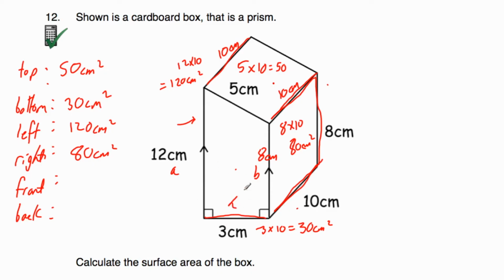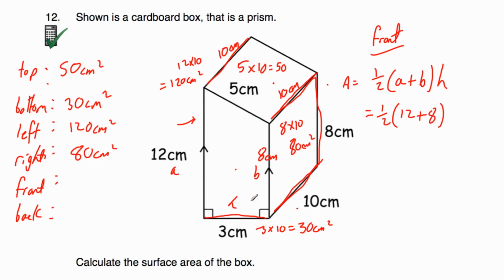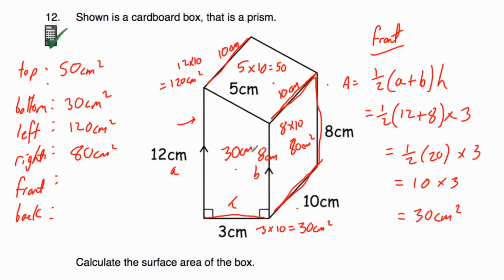So we can then work out the area of this trapezium. So the area of the front would be, area is equal to half, brackets A plus B, times the height H. So it's going to be a half, and then A plus B, so 12 plus 8, times by the height, which is the distance between them, which is 3. So working out our brackets, 12 plus 8 is equal to 20, so half of 20, multiplied by 3. A half of 20 is 10, so 10 times 3 is equal to 30. So the area of this trapezium is 30 centimeters squared. So the area of the front is 30 centimeters squared.